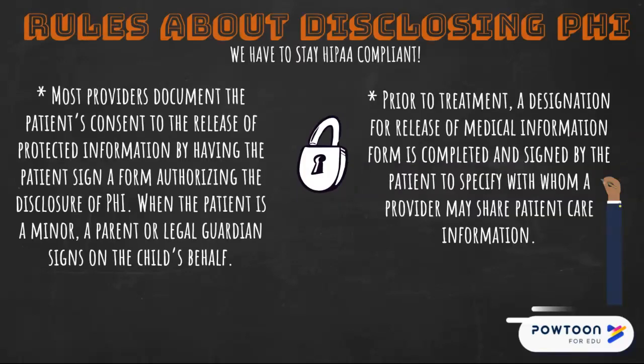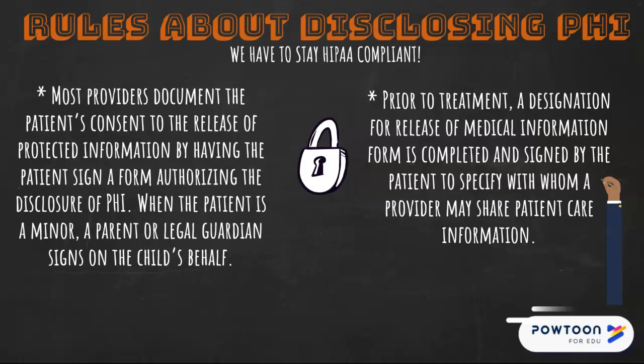So there are some rules about how we disclose protected health information to others, including the patient. So most of the providers require documentation of the patient's consent to release their protected health information by having a patient sign a form which authorizes the disclosure of that information. So when the patient is a minor, a parent or a legal guardian can sign on the child's behalf, but if the patient is an adult that is not incapacitated in any way, then they should sign their own release form authorizing the disclosure of that PHI.